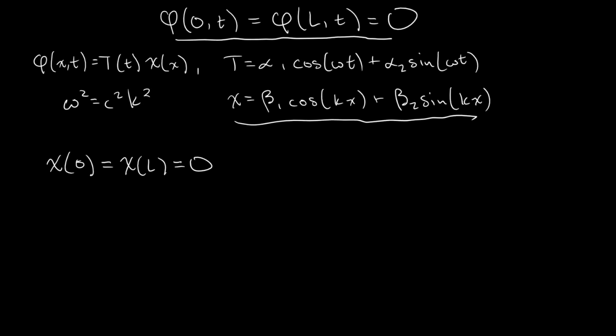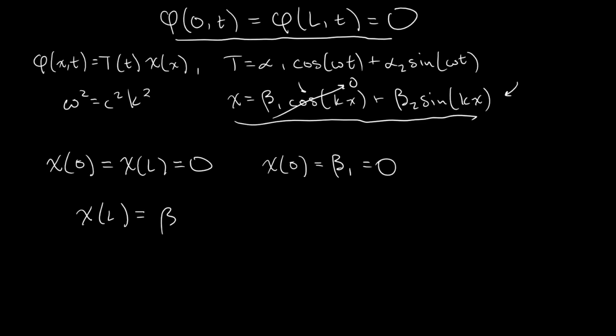Okay? The first one is easy enough. So X of 0, sine is going to vanish. This first term is going to vanish. This guy is going to be 1. So this is just going to be beta 1, and that has to be 0. So we see that this cosine term drops out. We're only left with the sine term. So we have X at L is equal to beta 2 sine of k times L, and that also has to be 0.